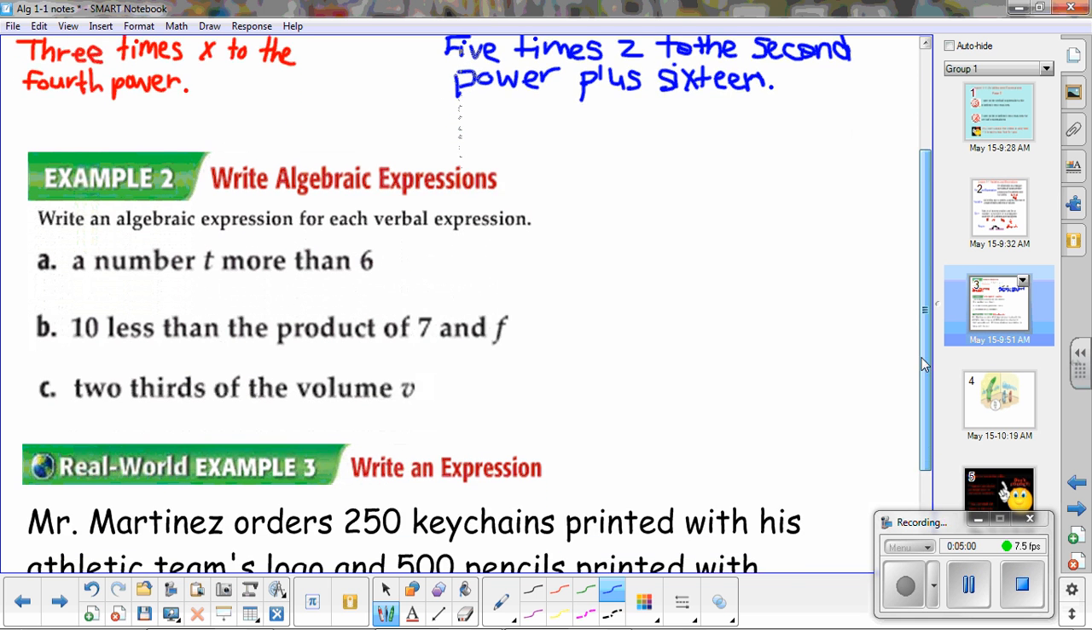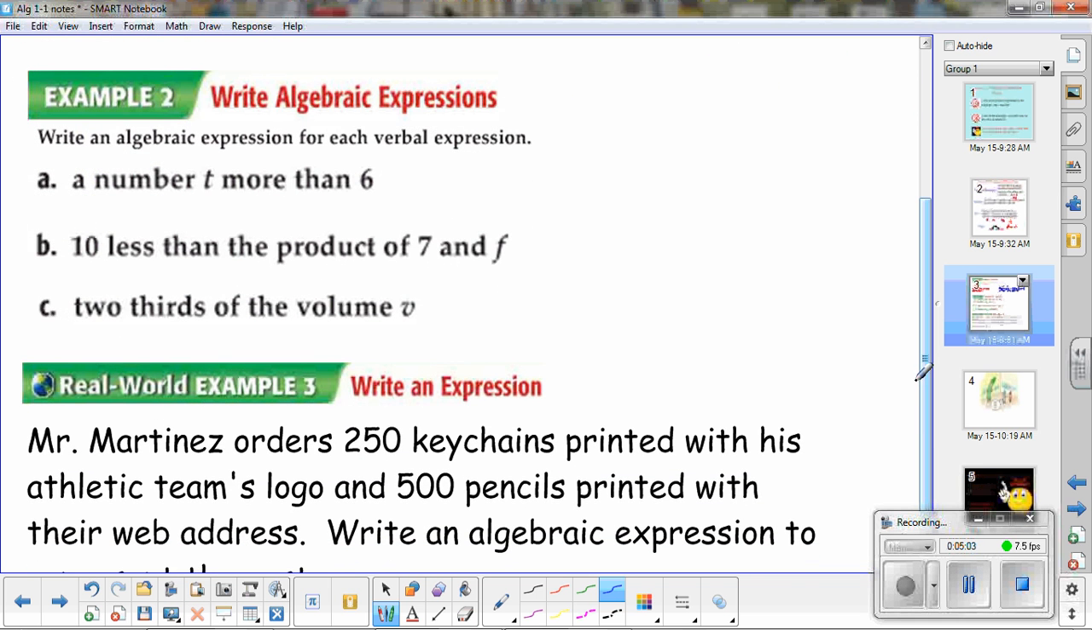Example 2 has us going the other way. We're given a verbal expression, and we're going to write the algebraic expression that they are talking about. The first one says a number t more than 6. If I want something more than 6, that means I'm going to add 6 to it. So I'm going to write 6 plus t.